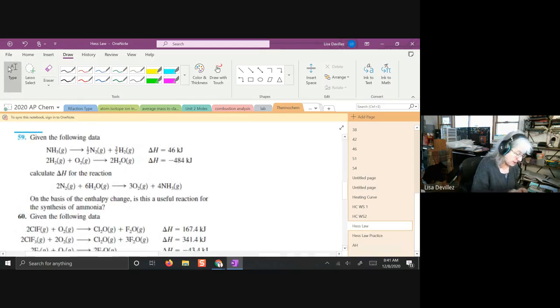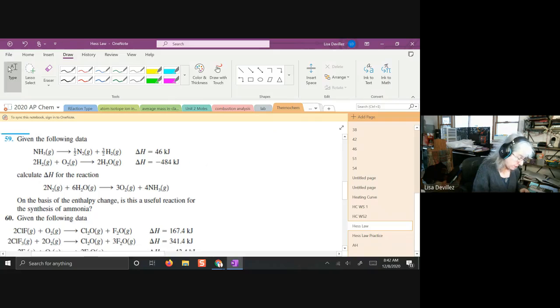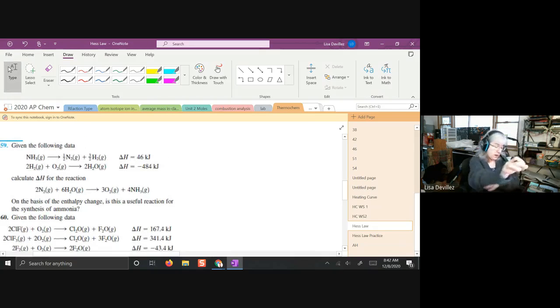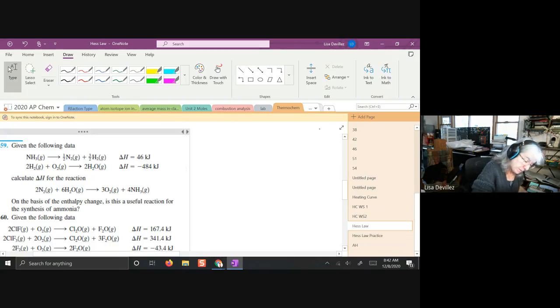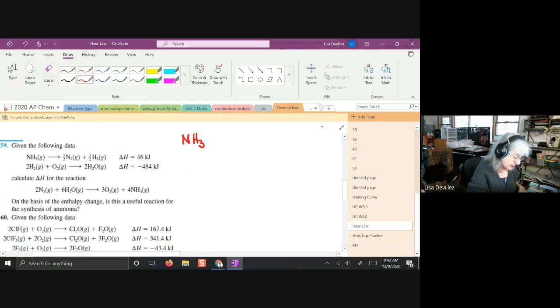What you're gonna wanna do with these is rewrite them and put some space in between them, okay? Alright, so NH3, let me just make sure. On these, I don't have anything that is the same substance in a different state, okay?